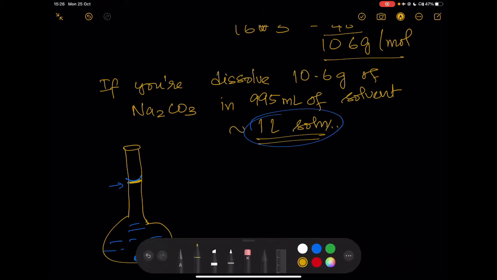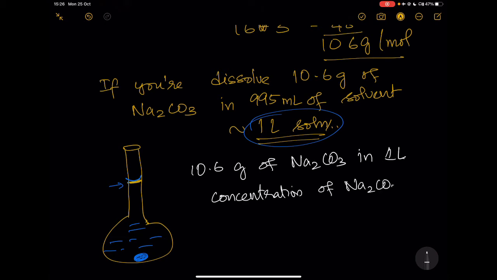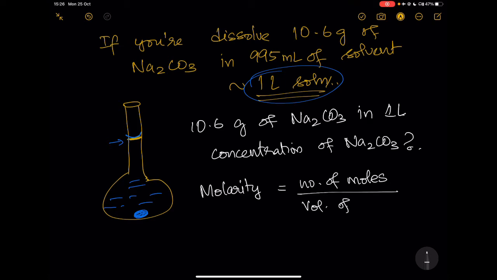So let's ask ourselves a question. If you dissolve 10.6 grams of Na2CO3 in 1 liter of solution, what is the concentration of Na2CO3? In order to do this, the first definition that we'll be looking at is molarity. Molarity is defined as the ratio of the number of moles present divided by the volume of solution in liters.